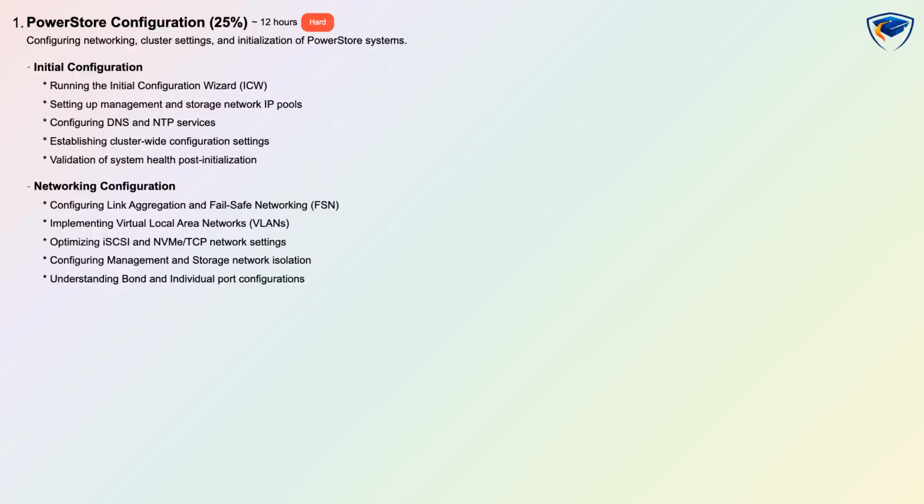PowerStore configuration is 25% of the exam, rated hard, with an estimated learning time of 12 hours and assessed by hands-on plus conceptual tasks. You will learn to run the initial configuration wizard, set up management and storage IP pools, configure DNS and NTP, establish cluster-wide settings, and validate system health after initialization.